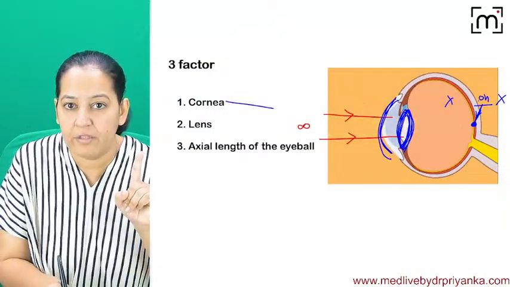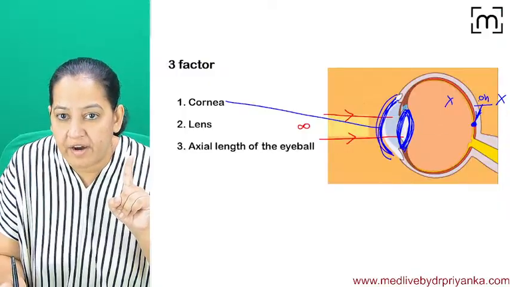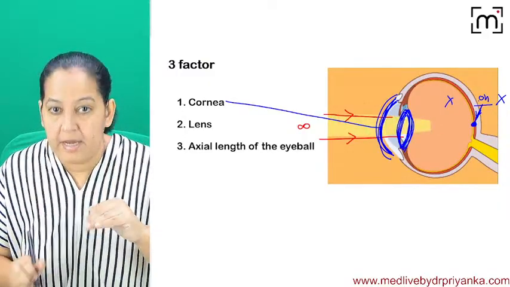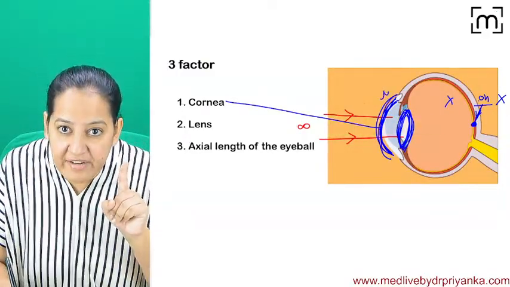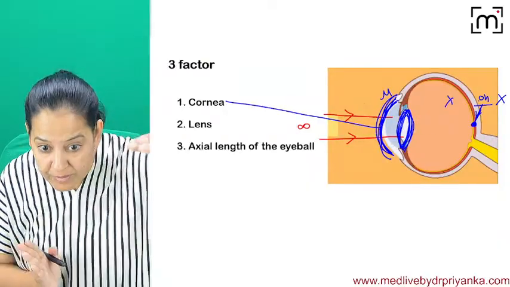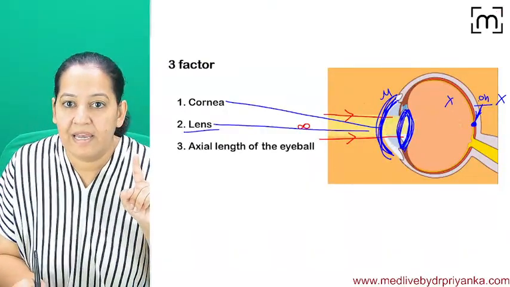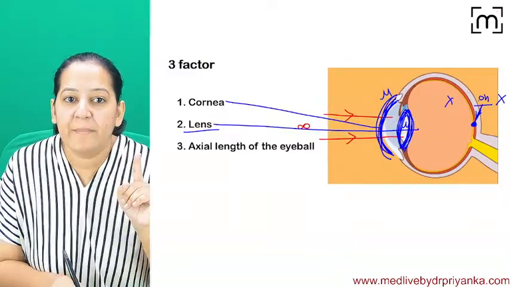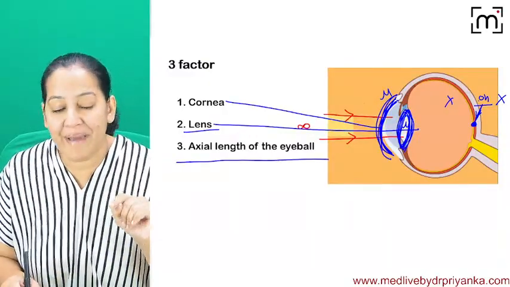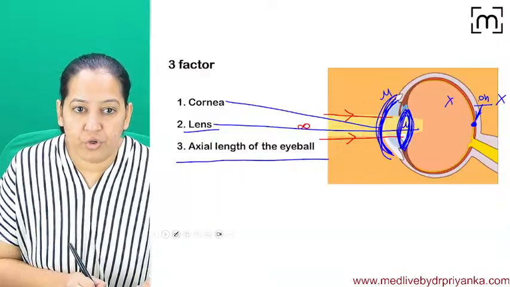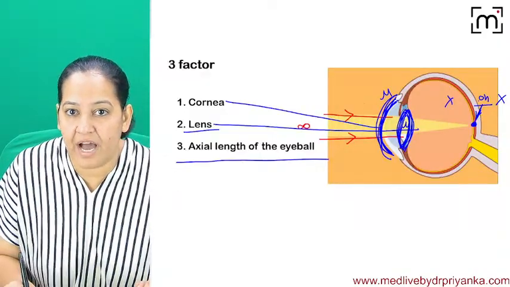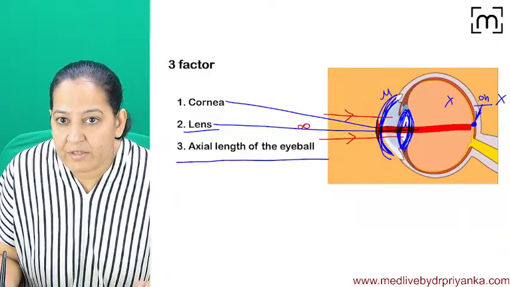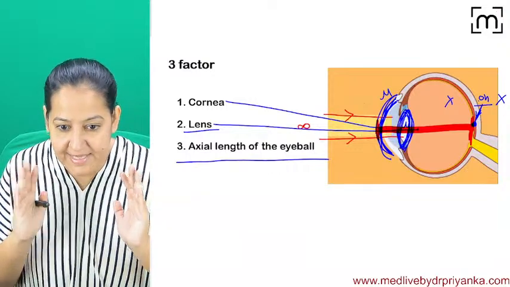Number one, cornea. The curvature of the cornea and the refractive index of the cornea, both of them decide how much convergence is done. Number two, lens. The refractive index of the lens also decides how much convergence is done. And number three, the axial length of the eyeball. What do you mean by axial length of the eyeball? Let me show you. Starting from this point to this point, this length is known as the axial length of the eyeball.